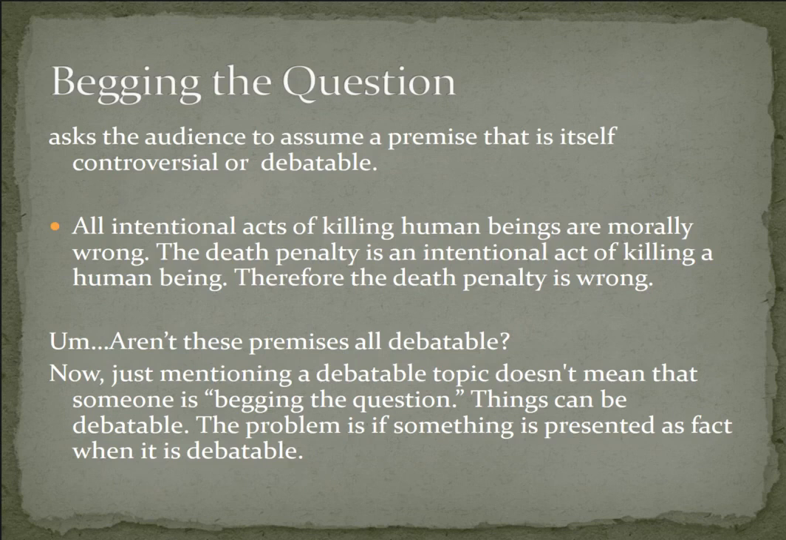The death penalty is an intentional act of killing a human being, therefore the death penalty is wrong. All of these premises, so we have two premises and a conclusion, are debatable. All intentional acts of killing human beings are morally wrong. Well, a lot of people have different views on that. You're really going to have to explain that and qualify that, or at least give some examples of what they're talking about. Conclusion can't stand if the premises, one or both of them, are debatable.